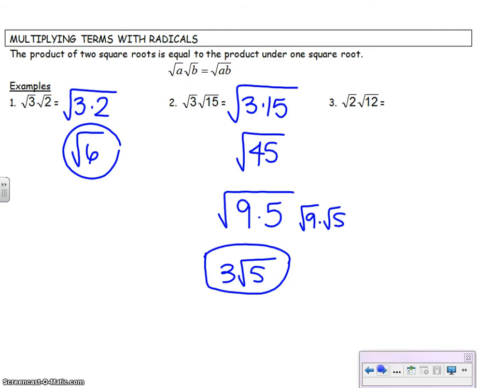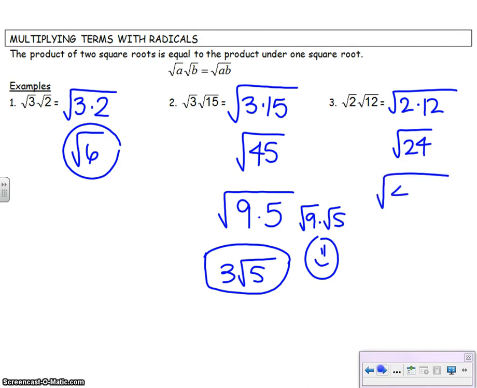Oh, I see what you're doing, showing a little extra work. I like it. Okay, last one on this section. Square root of 2 times the square root of 12 is 2 times 12 under the square root, which is 24. What goes into 24? That would be 4 is our perfect square, so 4 times 6. And then we're going to make that the square root of 4 times the square root of 6, so 2 root 6.